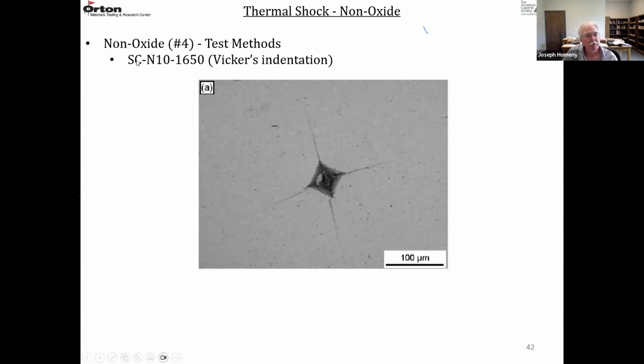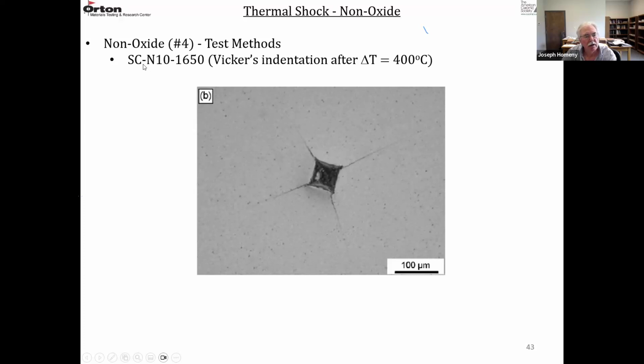So this is the sample SCN 10 weight percent silicon nitride, and it was annealed at 1650 degrees C. So this is the Vickers indentation, the diamond indentation that's left in the sample. And you can see the crack pattern, the cracks coming from the corners of the indentation. So these are roughly 100 microns. That was the initial size of the cracks before thermal shocking.